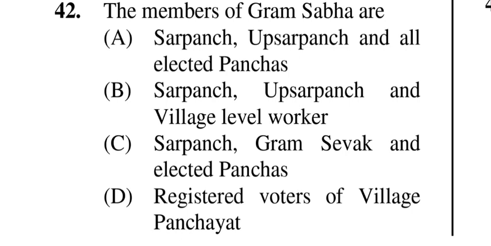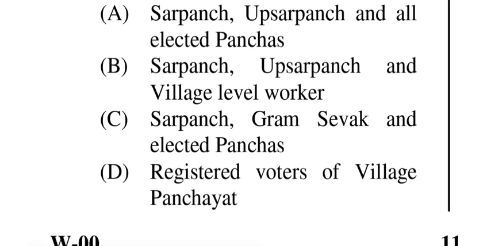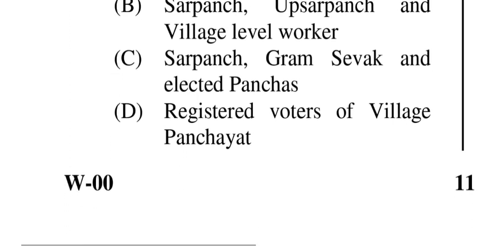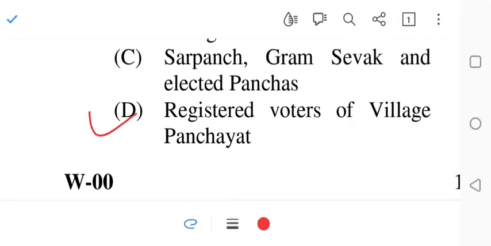42, it says the members of Gram Sabha are what? A. sarpanch, up sarpanch and all elected panchas. B. sarpanch, up sarpanch and village level worker. C. sarpanch, gram sevak and elected panchas. D. registered voters of village panchayat. 42. So the members of Gram Sabha, number D will be the correct option. Registered voters of village panchayat.